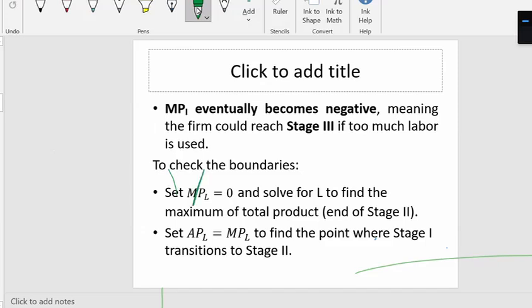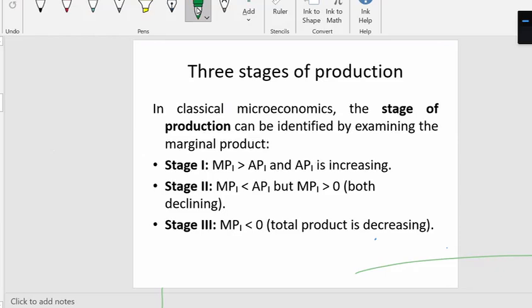Let's see, there are some stages of production. Sasa zile stages of production, nadhani ndo zinaweza zikajibu swali lako. Sawa? Stages of production, we have 3 stages. We have stage 1, stage 2, and stage 3. Depending on those situations, like demand, the decision of what to produce depends on the factors. But what matters is that level of production based on the factor inputs or factors of production.